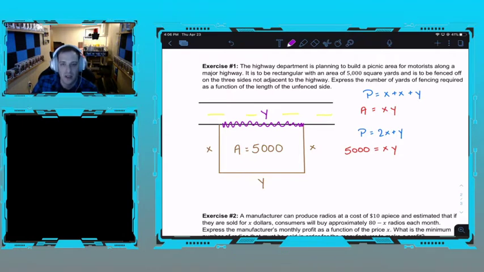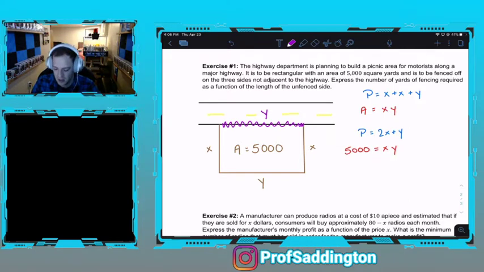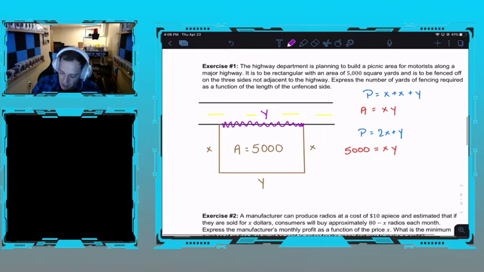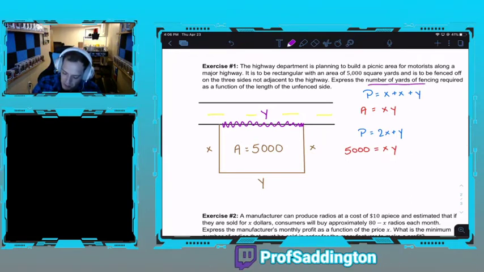So what they want us to do for this equation is they want us to solve one of these 2 equations for y and plug it in for the other. Now, in this case, because we're trying to express the number of yards of fencing, that means we're trying to find the perimeter.